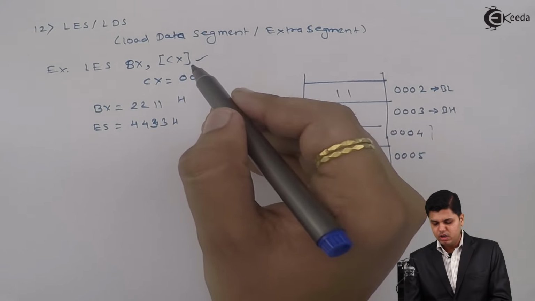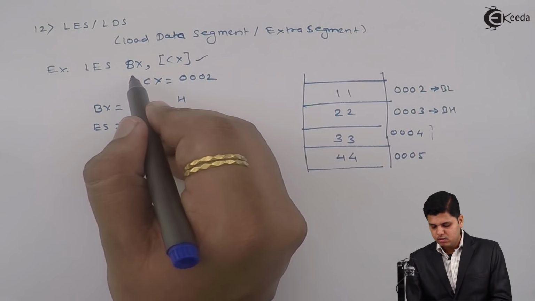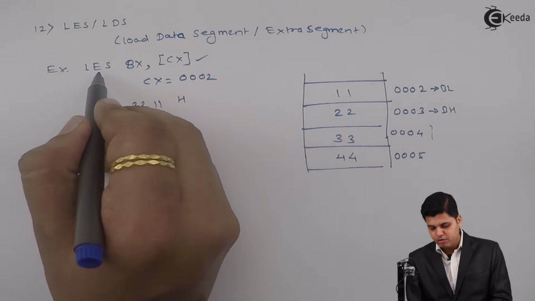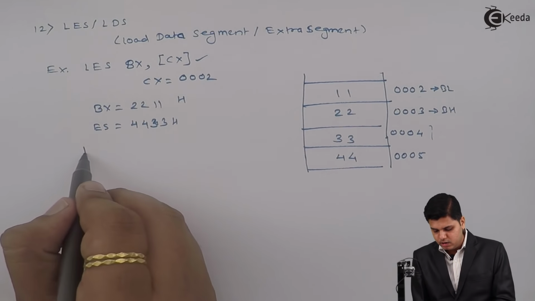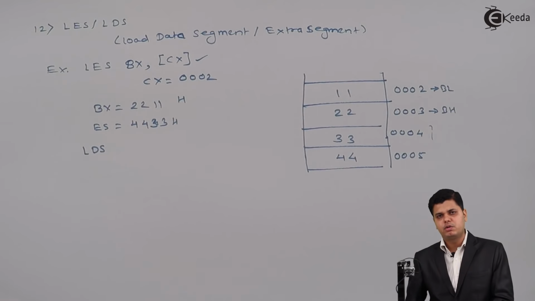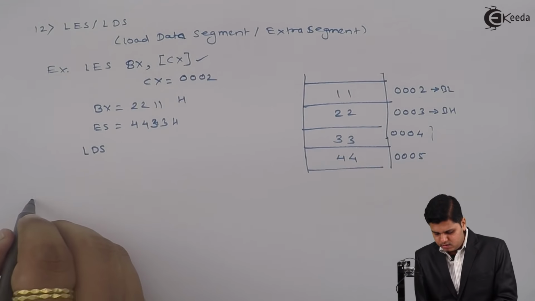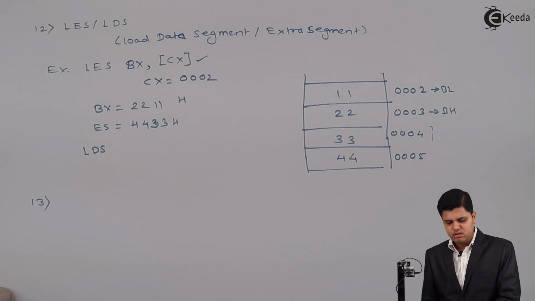So in this case, the contents of memory which is available in the instruction will be copied to the BX register, the destination operand, as well as modify the contents of the extra segment register, and we can write it likewise for the data segment register. So for modifying the contents of a segment register, which is extra segment or data segment, we can write LDS or LES. Now the last instruction in the data transfer instructions is XLAT.